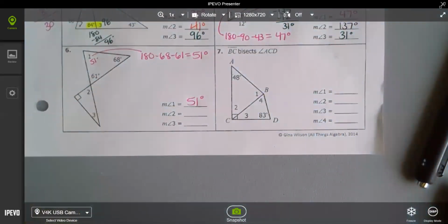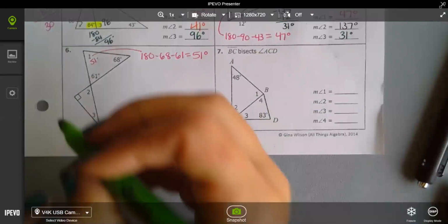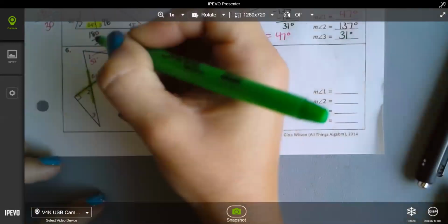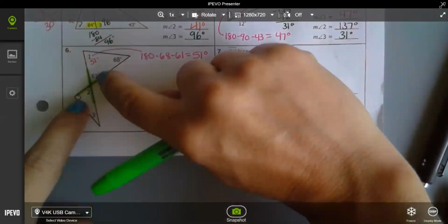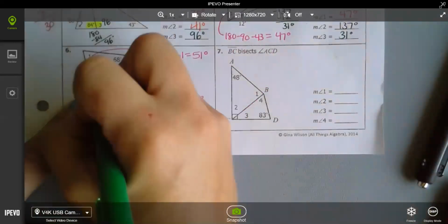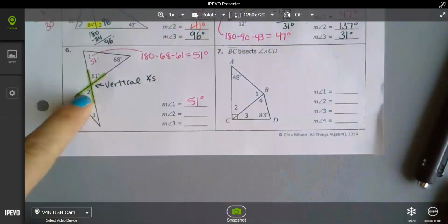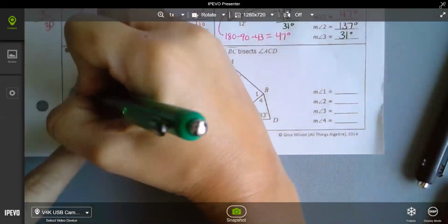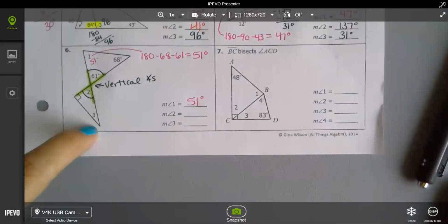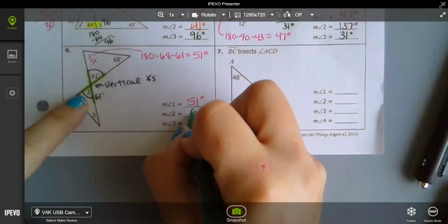Okay, but now I'm stuck. I still have 2 unknowns down here. So think back to your vocabulary. What happens, or what's it called when you have 2 angles that are across from each other in an X? What are those called? If you said vertical angles, you are correct. What do we know about vertical angles? We know that they are equal to each other, or they are congruent. So that means that angle 2 is also a 61 degree angle.